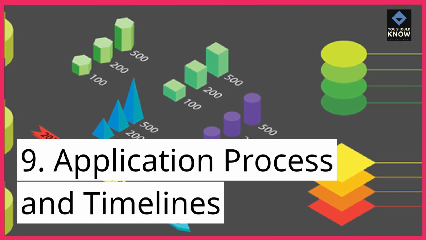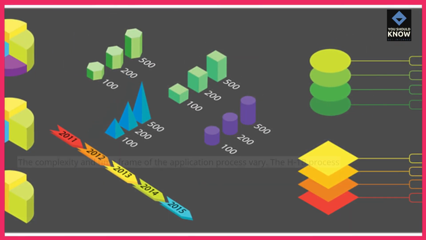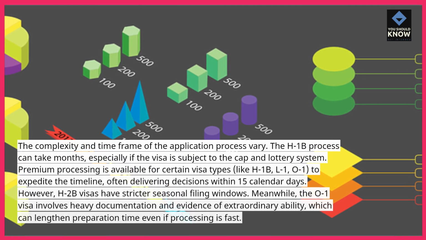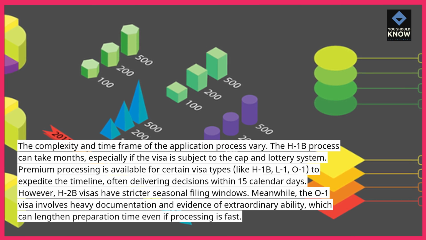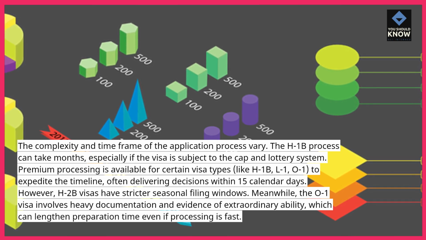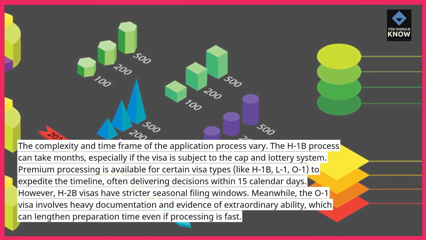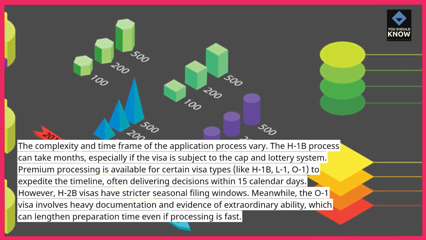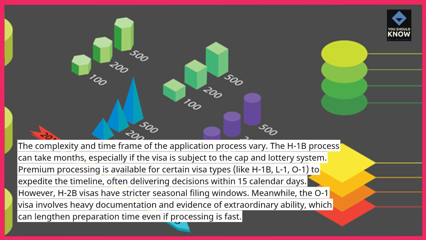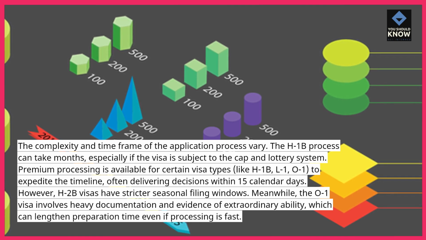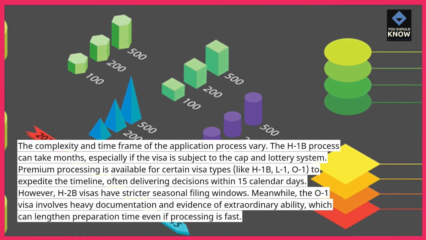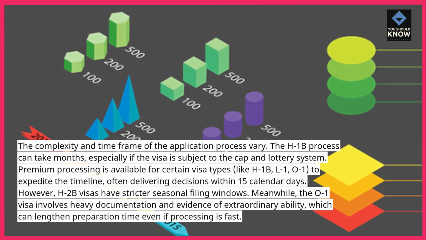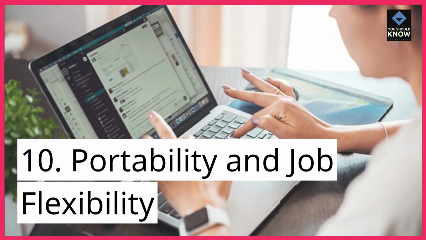9. Application process and timelines. The complexity and time frame of the application process vary. The H-1B process can take months, especially if the visa is subject to the cap and lottery system. Premium processing is available for certain visa types, like H-1B, L-1, O-1, to expedite the timeline, often delivering decisions within 15 calendar days. However, H-2B visas have stricter seasonal filing windows. Meanwhile, the O-1 visa involves heavy documentation and evidence of extraordinary ability, which can lengthen preparation time even if processing is fast.